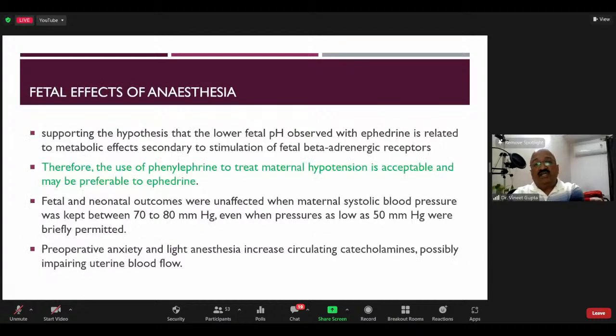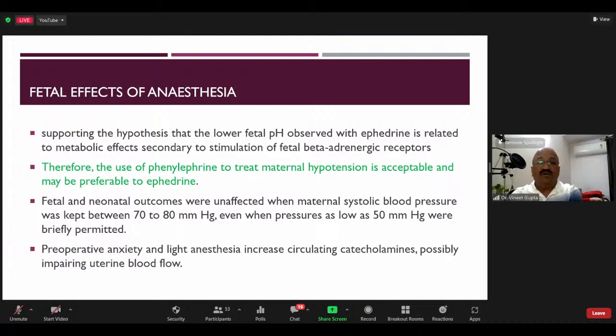Supporting the hypothesis that the lower fetal pH observed with ephedrine is related to the metabolic effect secondary to stimulation of fetal beta adrenergic receptors, the use of phenylephrine to treat maternal hypotension is acceptable and may be preferable to ephedrine.